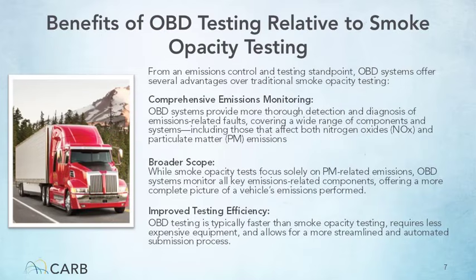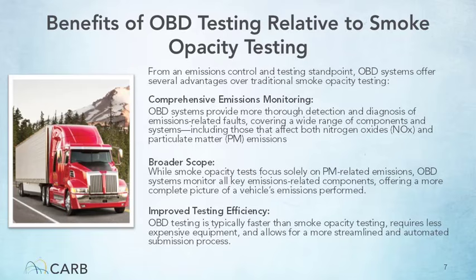Compared to the traditional smoke opacity testing that has been used as a heavy-duty vehicle emissions compliance test as far back as the 1990s, the OBD system provides more comprehensive information about the vehicle's emissions control system, enabling enhanced detection of emissions and related issues. For example, the OBD system monitors all emissions-related components, including those that impact both oxides of nitrogen and particulate matter emissions, whereas the smoke opacity test only relates to particulate matter emissions.